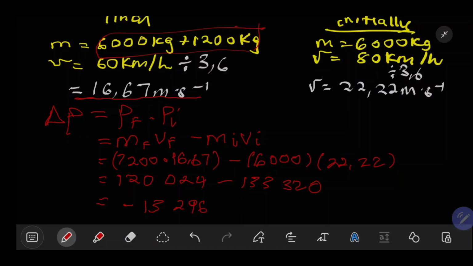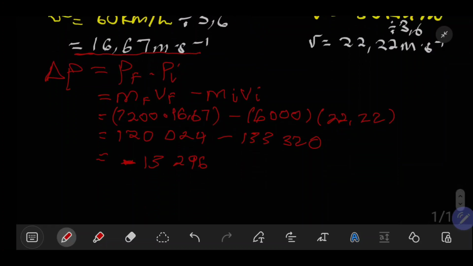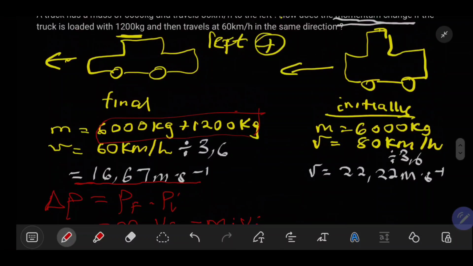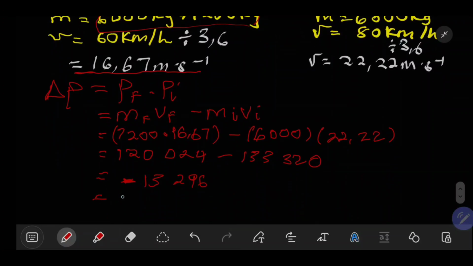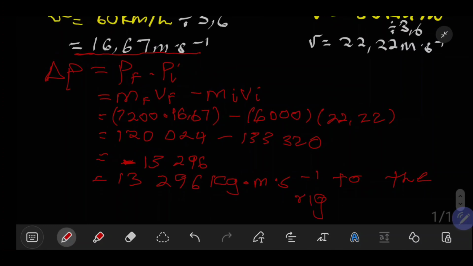Okay, so the difference here is negative 13,296. Remember, this negative shows us the direction, so we took left as positive, so it means any motion opposite to left will be negative. So now your final answer is 13,296 kg·m/s, to the right. Okay, so this is the change in momentum for the truck.